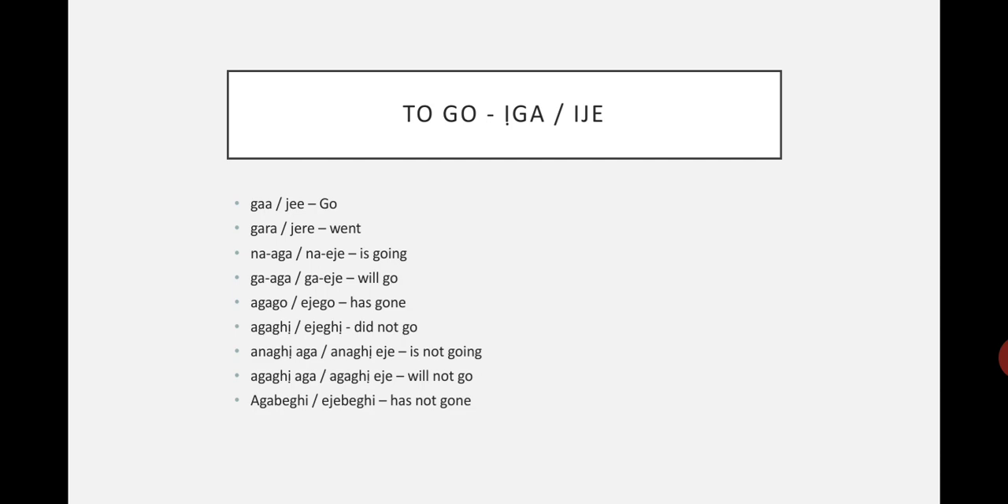Remember, we have ga or je, that is go, gara or jere, that's went, naga or neje, that is going, gaga or geje, that is will go, agago or ejego, that is has gone, agagi or ejegi, that is did not go, anagi aga or anagi eje, that is will not go, agabegi or ejebegi, that is has not gone.